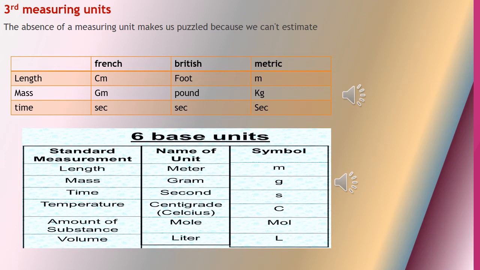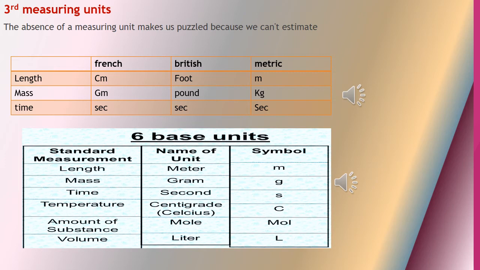Centimeter. There is a number of systems to specify the measuring units of fundamental physical quantities, such as the French system, British system, and metric system. What are the units of measurement for length, time, and mass for the French system, British system, and metric system? First one, French system.